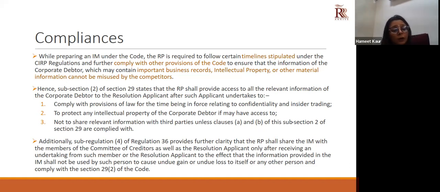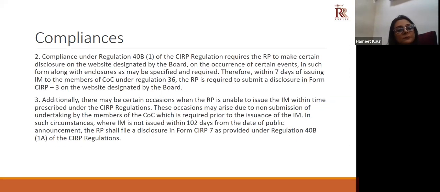In addition to the above two, he has to give an undertaking under sub-regulation 4 of regulation 36, that the RA, only after giving an undertaking from such member or RA to the effect that the information provided in the IM shall not be used by such person to cause undue gain or undue loss to itself or any other person, and to comply with section 29(2) of the code. So this has been given importance at two separate different places.